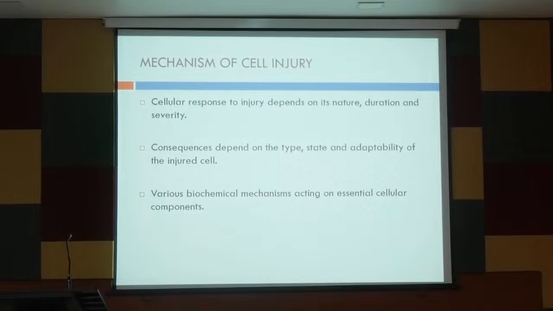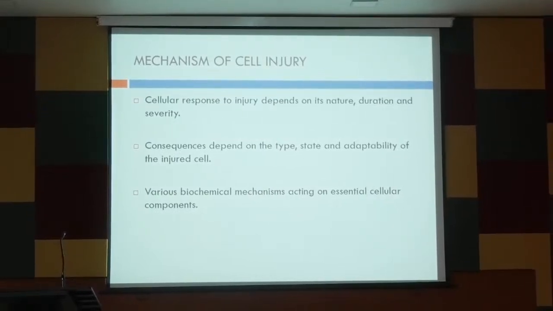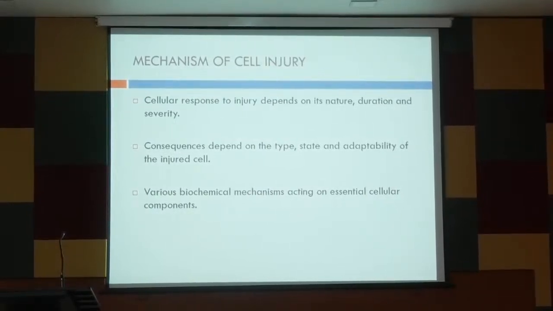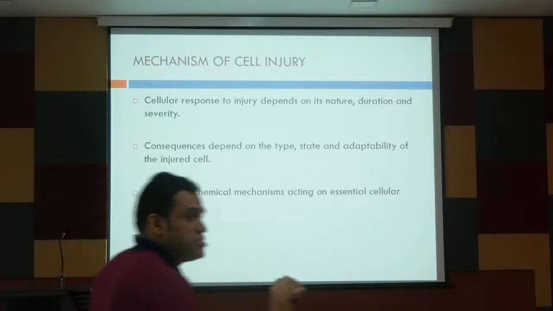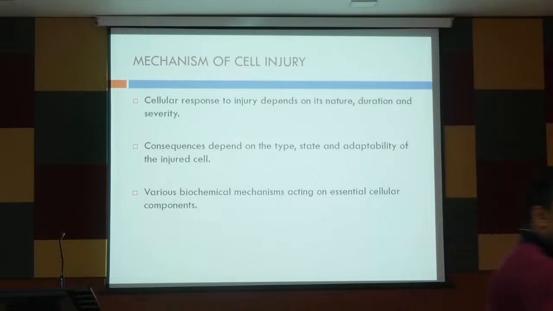So coming to the mechanism of cell injury, these 3 points must be known to you. Cellular response to injury depends on 3 things: its nature, its duration, and severity. For example, consider ischemia of the myocardium. Say the ischemia is for a few minutes.